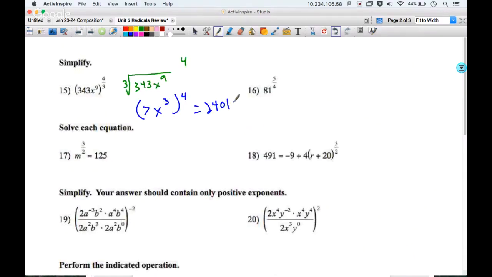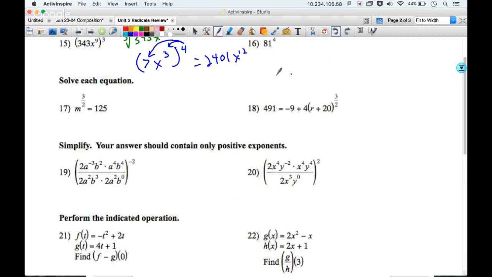And then we multiply exponents here. So that gets distributed like that. That's where we get that from. Solving equations, let's try 18. First thing is I want to isolate this term with this exponent by doing simple things like adding 9 to both sides.